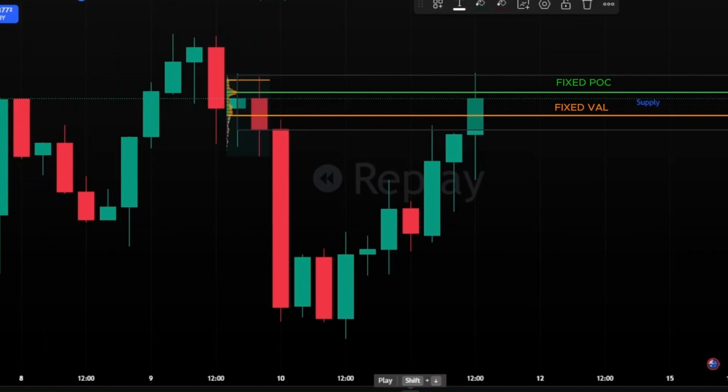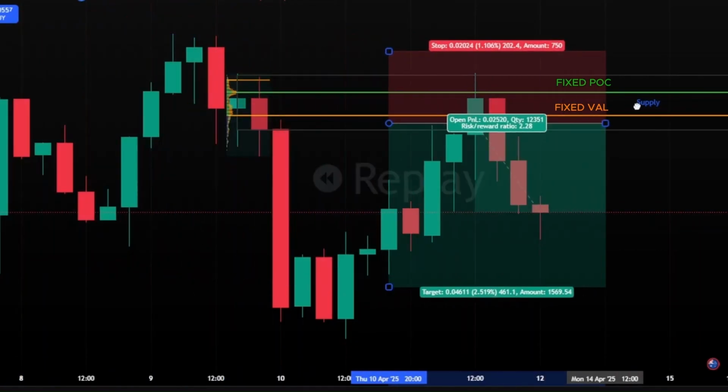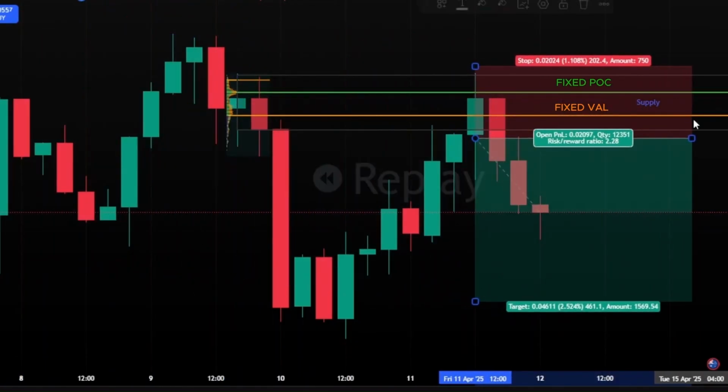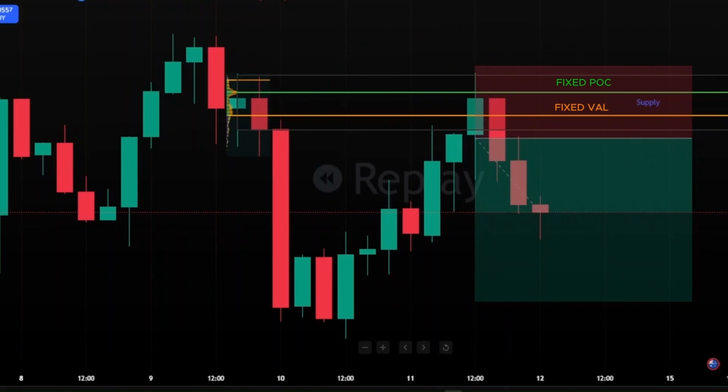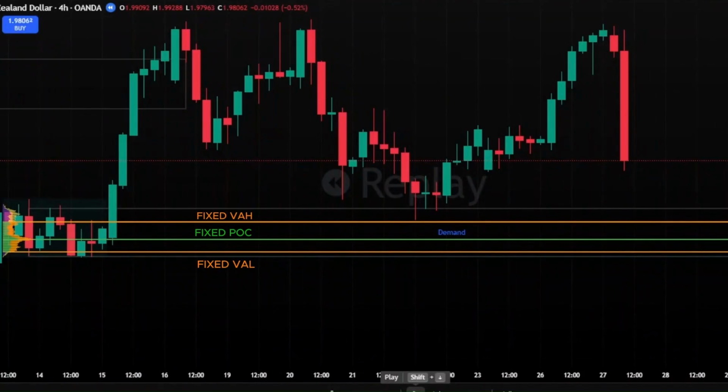But that rejection alone isn't enough. You still want confirmation. So you wait. And then price closes below our fixed value area low. And at that point, the market gives us our answer. Sellers aren't just defending the zone anymore. They have taken complete control. And that's when you start looking for short opportunities.